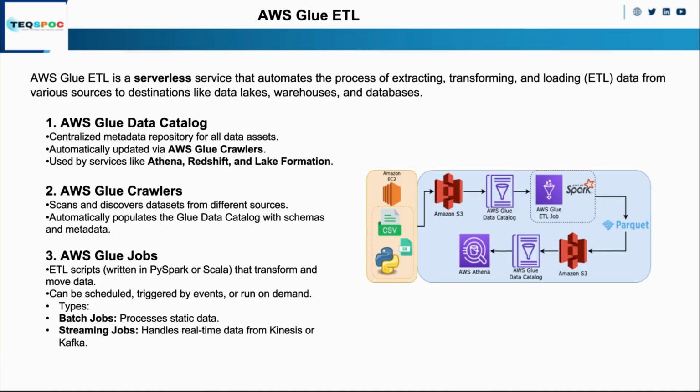Okay, so for example, if I try to draw the similarity with Apache Spark and Hive, right? Apache Spark has something known as the Spark data catalog, and Hive has something known as the Hive data catalog or Hive metastore, right?